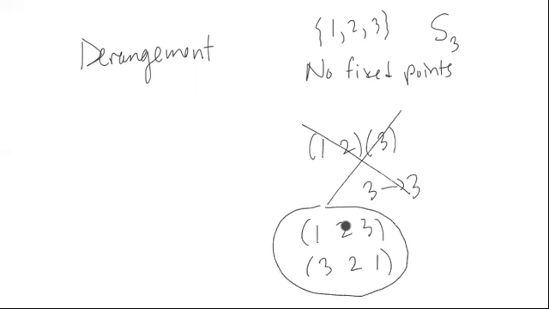Anything else is either equivalent to one of these or has fixed points in S3. So these are the only 2 derangements on S3. How could we count that though from a power set type of diagram?